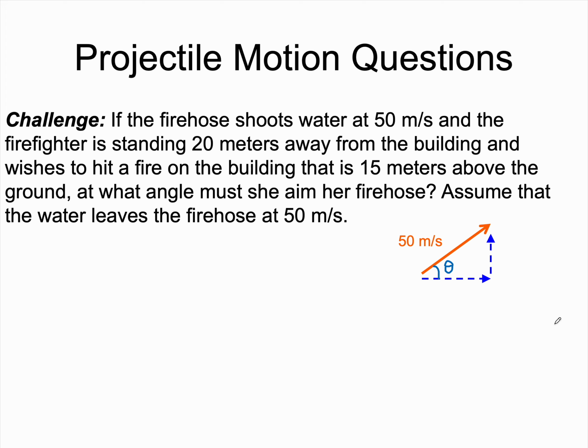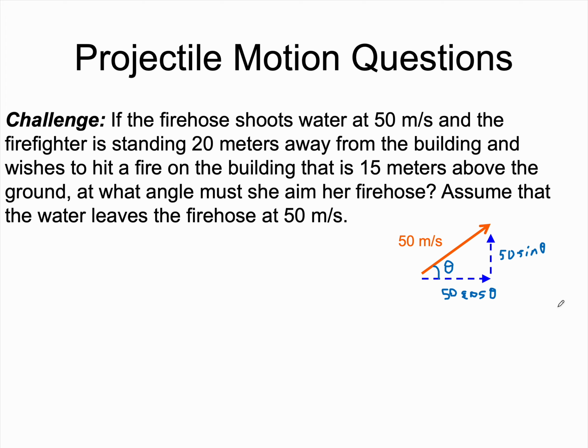This time, we have to write everything just in terms of variables. This side is going to be 50 times the sine of theta. And the other side is going to be 50 cosine theta. And you're like, oh, we just do it the same way. Well, it gets a little bit more exciting. Why? We don't know the time. And because we don't know theta, we can't actually solve for time.